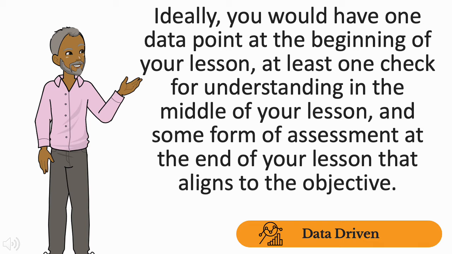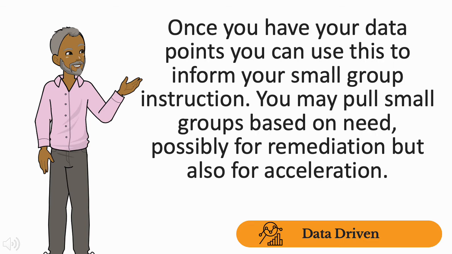Ideally, you would have 1 data point at the beginning of your lesson, at least 1 check for understanding in the middle of your lesson, and some form of assessment at the end of your lesson that aligns to the objective. Once you have your data points, you can use this to inform your small group instruction. You may pull small groups based on need, possibly for remediation, but also for acceleration.